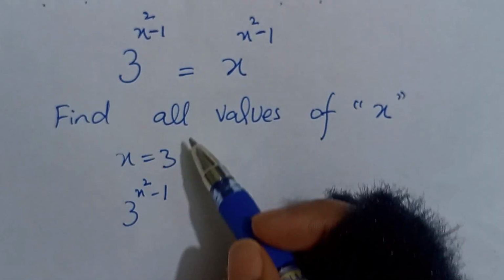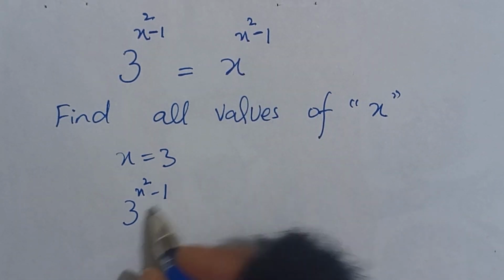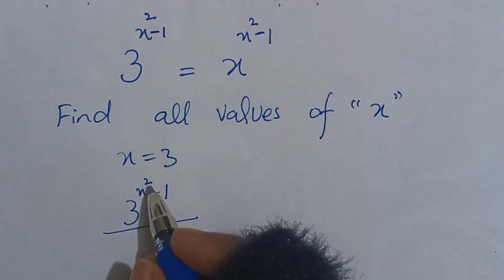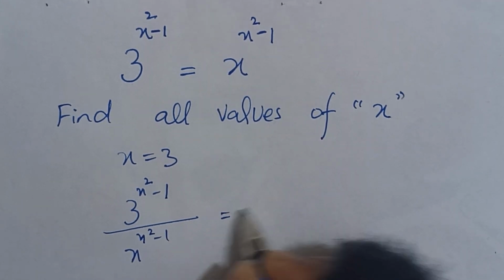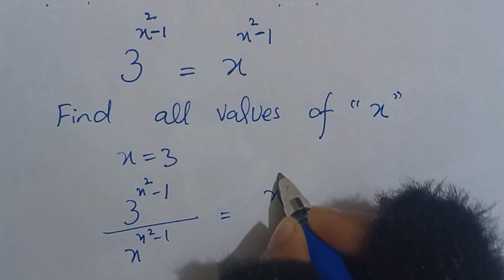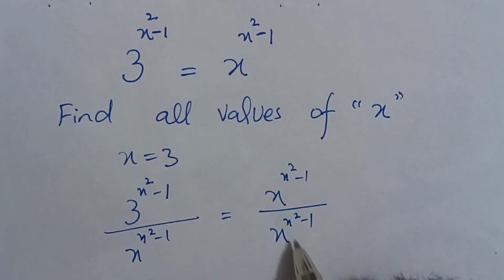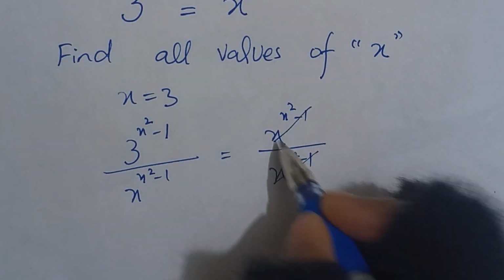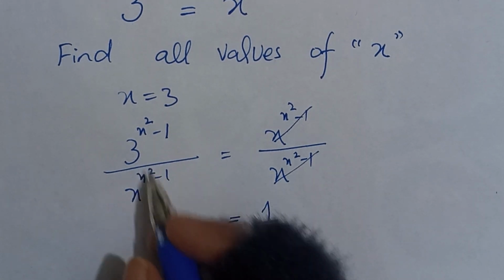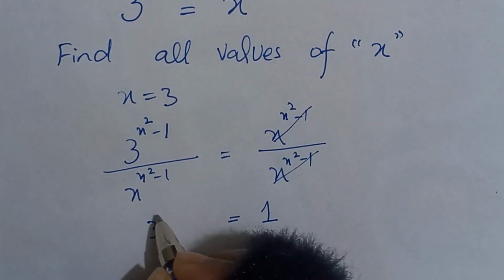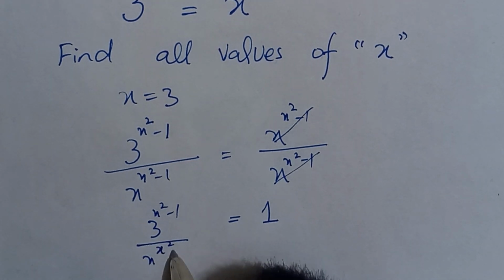So let's start and find the other values. We divide this equation by x raised to the power x square minus 1 on both sides. This will become 3 raised to the power x square minus 1 divided by x raised to the power x square minus 1, equal to x raised to the power x square minus 1 over x raised to the power x square minus 1. So this term and this term will cancel, and on the right hand side we just get a 1, and on the left hand side we copy it. This is 3 raised to the power x square minus 1 over x raised to the power x square minus 1.